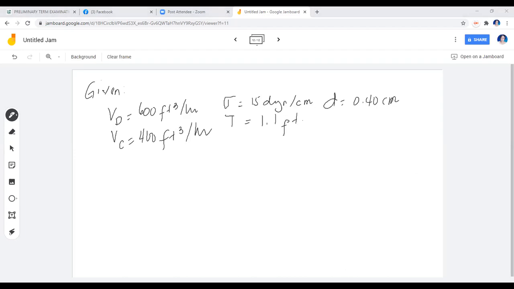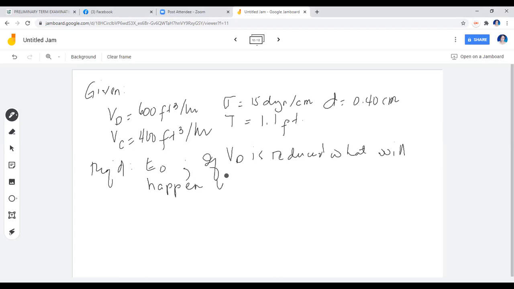Okay. So let's see if we still have anything to add here. Interfacial tension is 15 dyne per centimeter. Tray spacing is 1.1 feet. And the hole size is 0.4 centimeter. We estimate the tray efficiency and what happens if the solvent flow rate is reduced. So we will have to determine in this case the E sub O. And what will happen if solvent is reduced, that is if VD is reduced, what will happen to your E sub O? It's still referring to the E sub O.